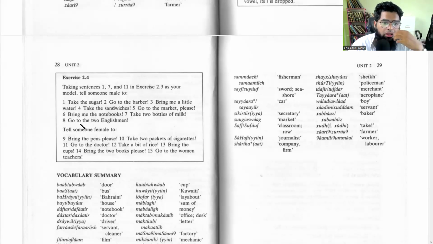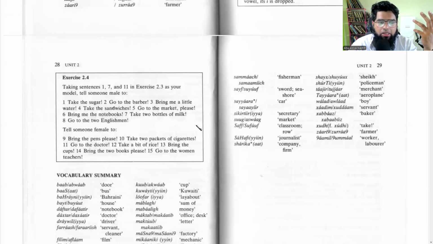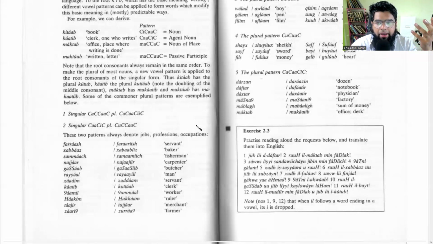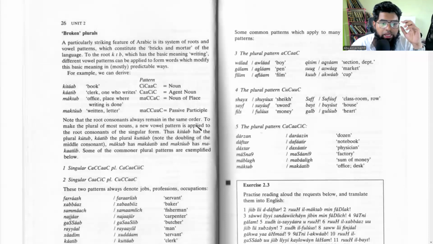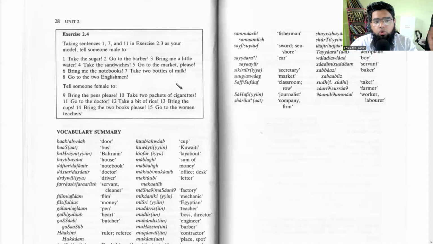Go to the Englishwoman. Tell someone female to bring the pens, please. Females, you add e and ni and all that. Give me two pens, please. Take 2 packets. Khudhi. What was packet? I forgot again. Packet. Guti is packets. I keep forgetting. Gutiain. Take 2 packets of cigarettes.